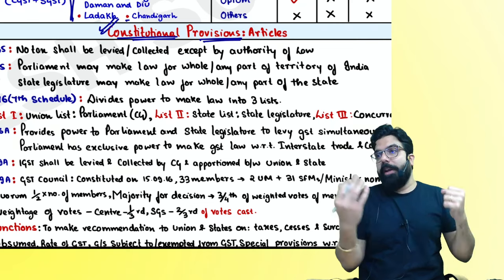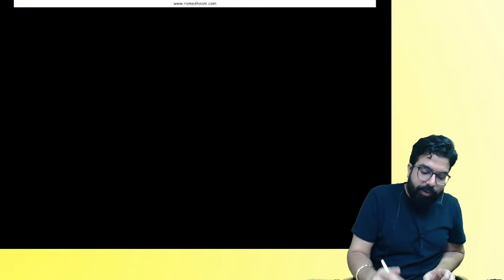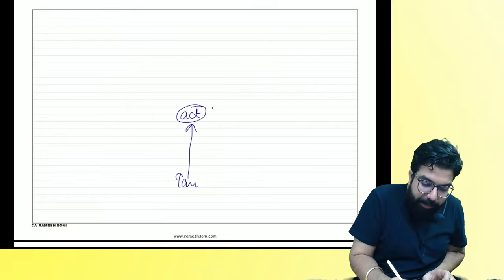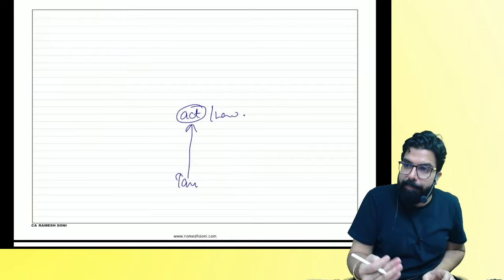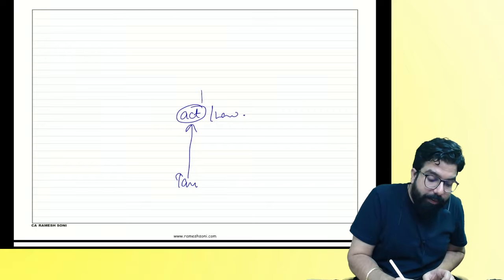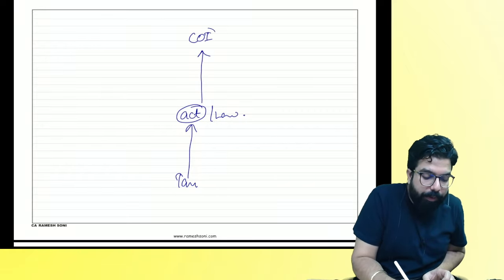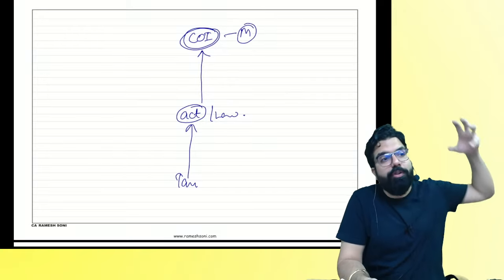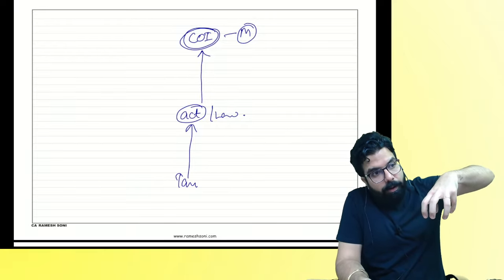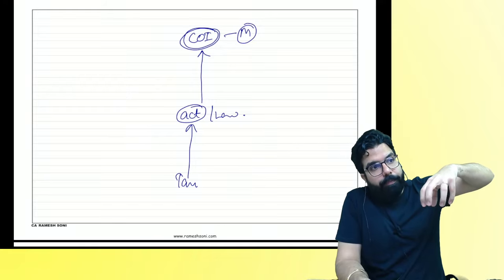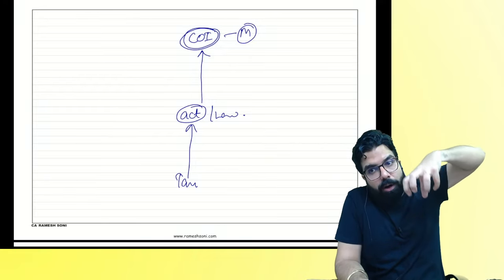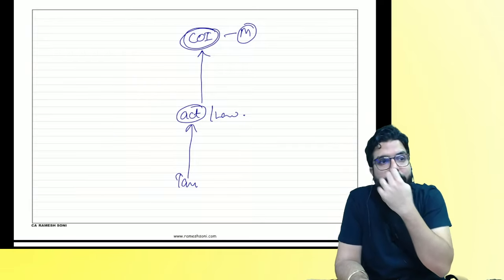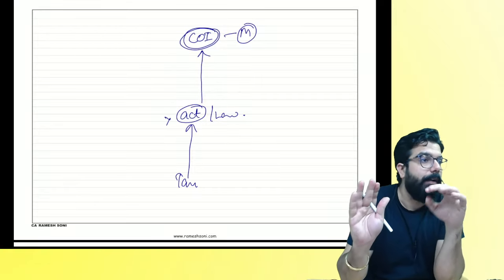GST. See, to charge any tax, the power has to be given by an act. Act means the law: GST law, Income Tax Act, etc. Now, to make this act, the power has to be given by whom? The Constitution of India. The Constitution of India is also known as the Mother Act, because it gives the power to make the law. Only then can the government make the law, and then collect the tax. Are we clear, everyone? Without any law, the government can't collect the tax.